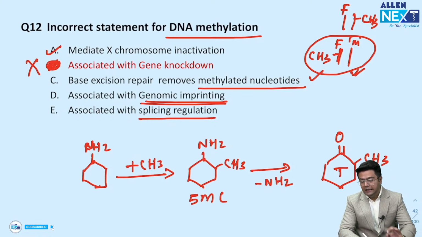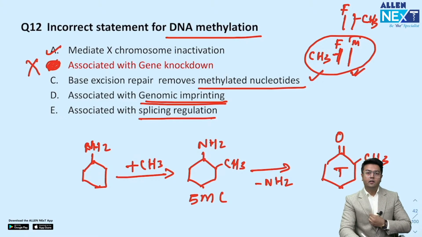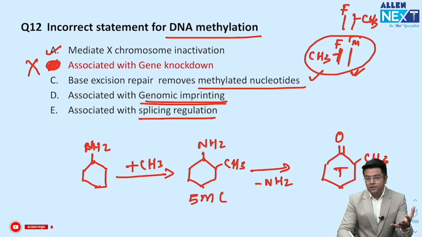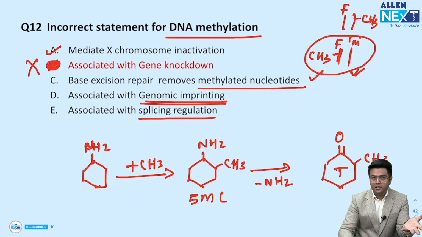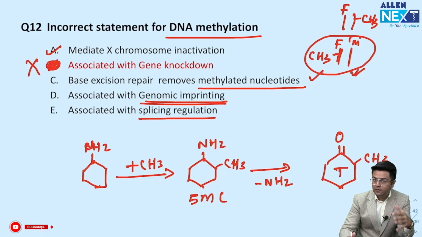Guys, regarding the option E, that may be new to you. But just remember that for splicing regulation, the introns are less methylated than exons, right? So basically there is a methylation difference between introns and exons. That's how methylation can determine the splicing pattern.